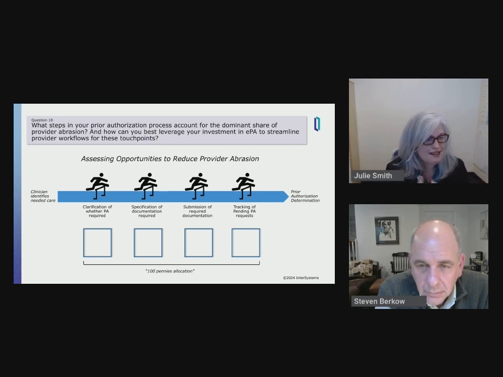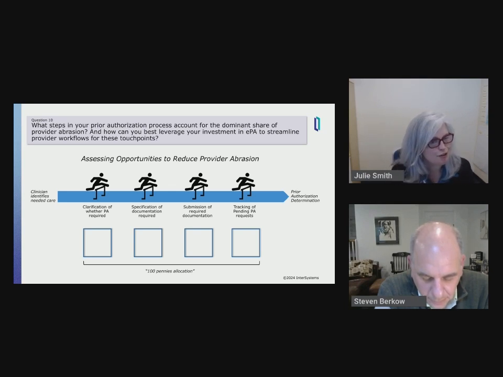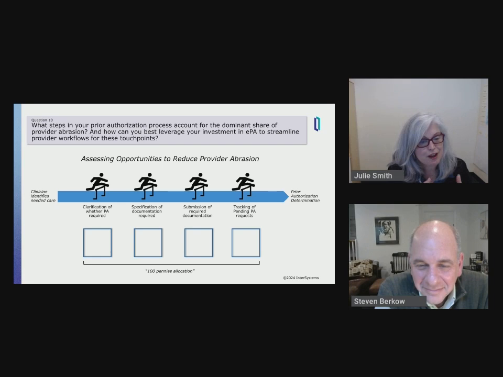And then because capturing all of the data needed on the clinical side is a challenge, I might put 30 of my cents there. And then I'd break it down further to maybe 10 and 10 in the last buckets. But Stephen, I know you have a different thought, certainly coming from all of your years dealing with provider abrasion. So tell us your thoughts.